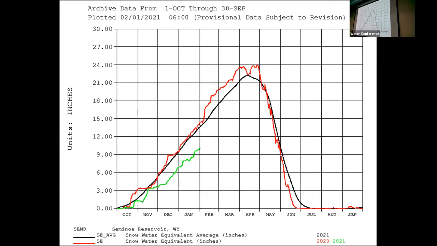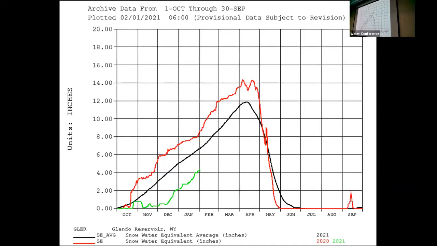However, you can see snowpack typically doesn't peak till mid-April, so we still got about 2.5 months for the snow to accumulate. A good example of what can happen is if we look back at last year's snowpack, for most of the year up till February, we're trending right around average. And once we get to February, they got a large snowfall event, and this line jumped about 3 inches just from that one event. So if we were to get something similar to that, that could put this year's snowpack up around the average line.